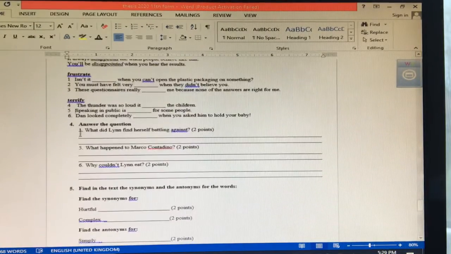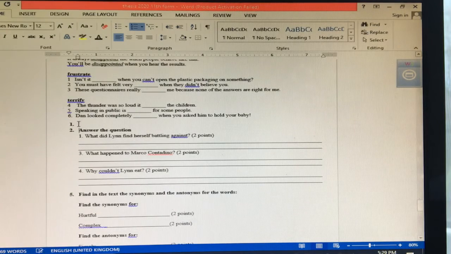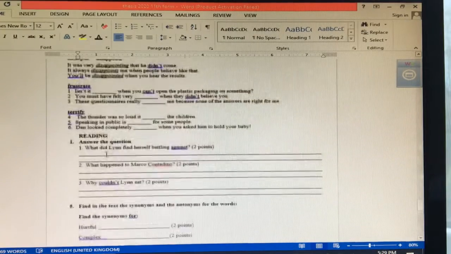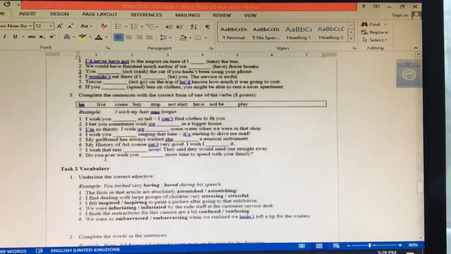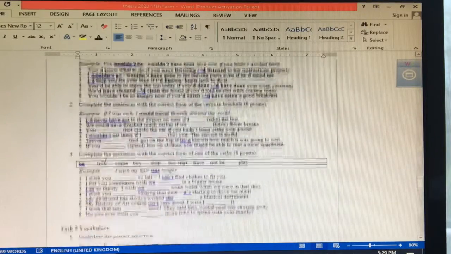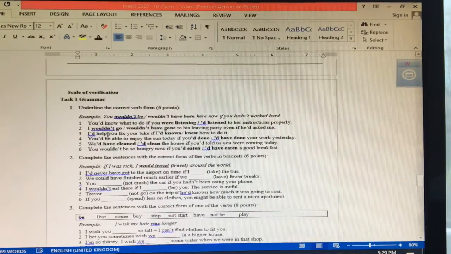And we have here the reading part. So restart from 1. Or maybe I should mention here that it is the reading part. Okay, and now the possible answers for each of the tasks would be here.